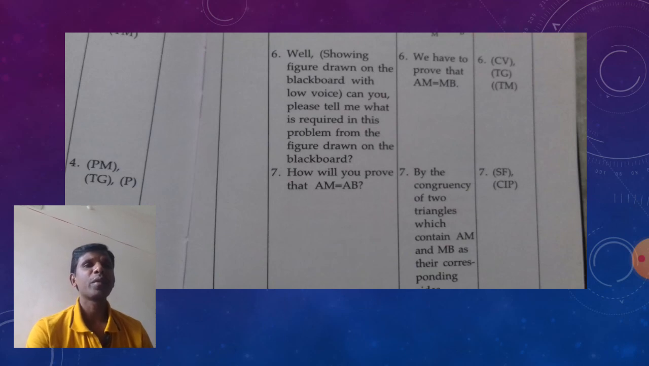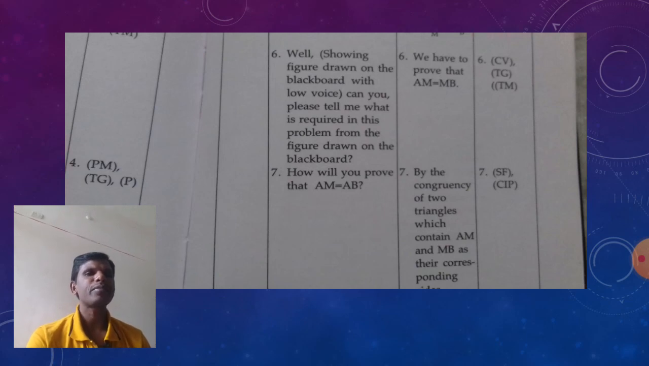So automatically a change in voice column is there. The teacher gesture is also there. Teacher movement is also there. So the student replies, we have to prove that AM is equal to MB. How will you prove that AM is equal to MB? The teacher asks. By the congruency of the two triangles which contain AM and MB as their corresponding sides. Here we can see change in interaction pattern and all these things.